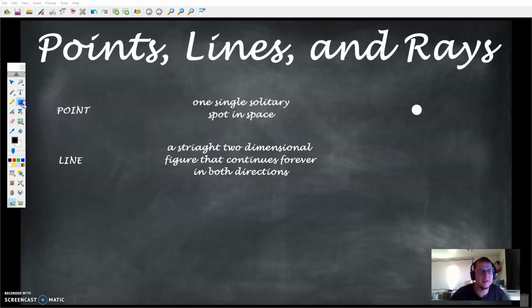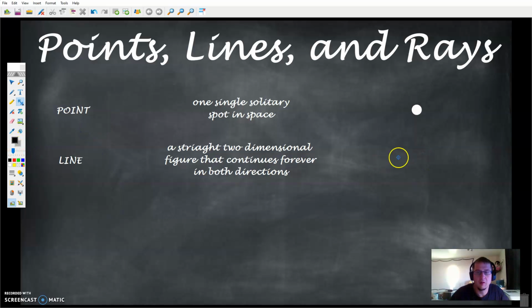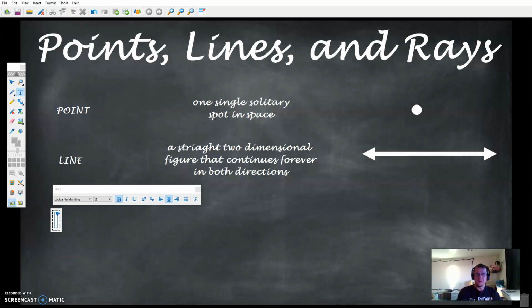So if we were to look back at our things here, which of those do you think is going to signify continuing forever in both directions? It's going to be the arrow on both ends. Now maybe I'll do just kind of a central here. Oh, except I want it white. That's black on my blackboard. That doesn't show up very well. Okay. So we're going to represent a line when we draw it or when we represent it in our text or whatever as the line with arrows on both sides. Those arrows signify that it just keeps going and going and going.